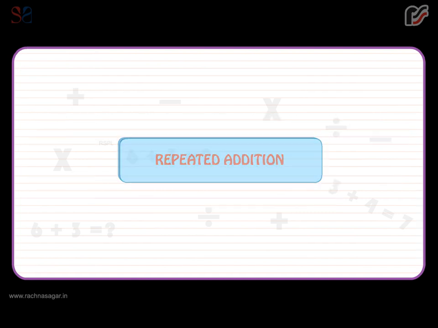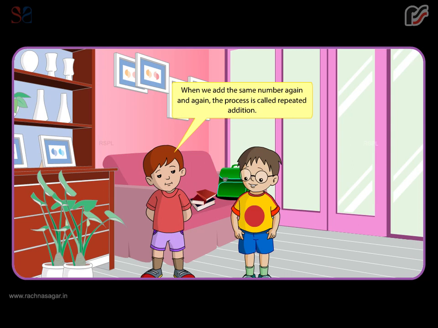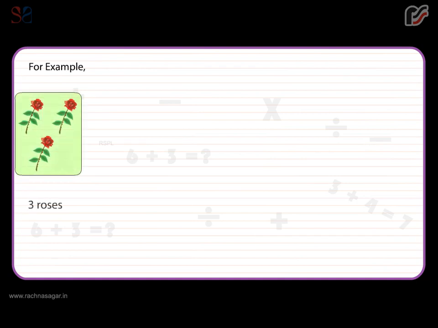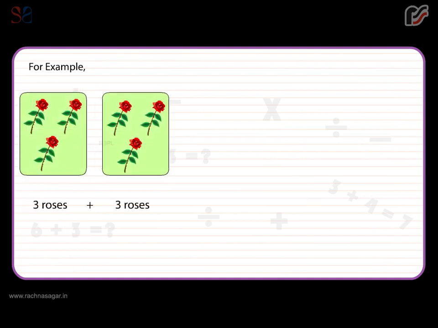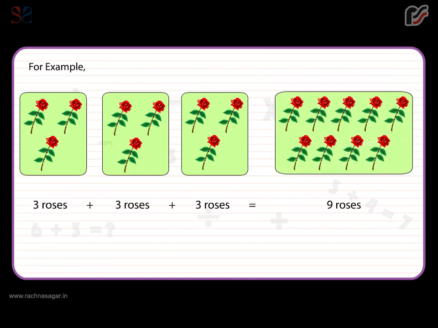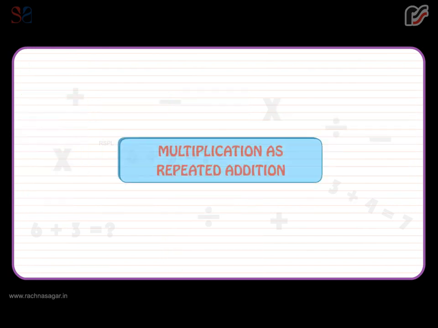Repeated addition. When we add the same number again and again, the process is called repeated addition. For example, 3 roses plus 3 roses plus 3 roses is equal to 9 roses. Here, we are adding the number 3 times. So, 3 times 3 is equal to 9.